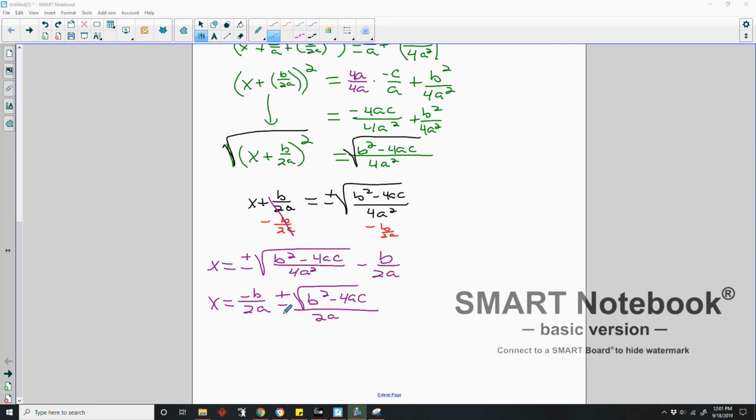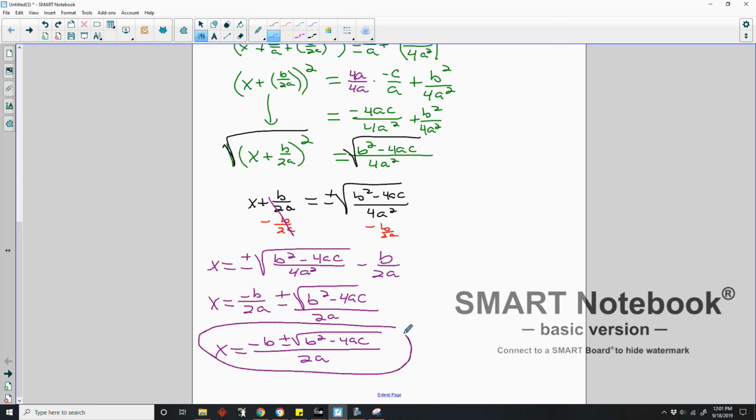Okay. And since we're adding and subtracting and the denominators are the same, I can now finish. X equals negative b plus or minus the square root of b squared minus 4ac, and then put it all under one denominator of 2a. And this, my friends, is the quadratic formula. Okay, we just derived the quadratic formula. Booyah!